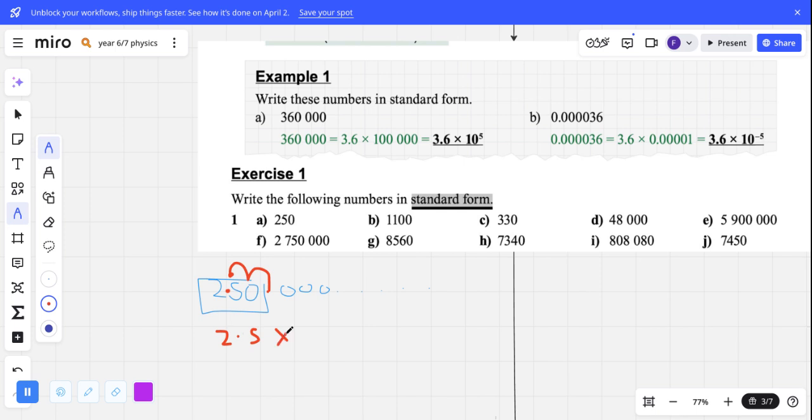times 10, because that's how you make a decimal point jump. Bounce, bounce. Times 10s, and I made it jump twice. All right.